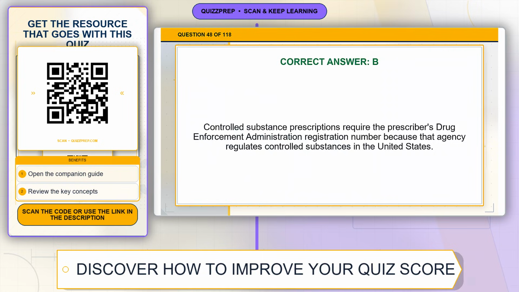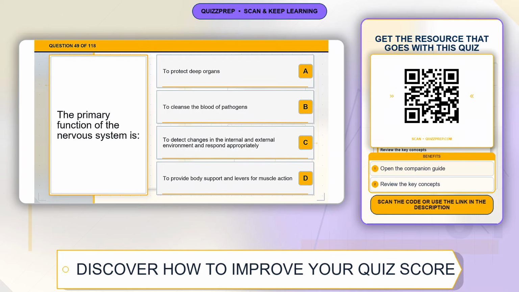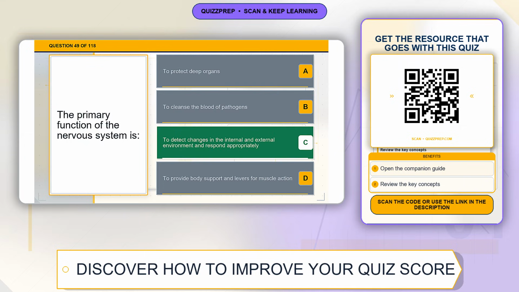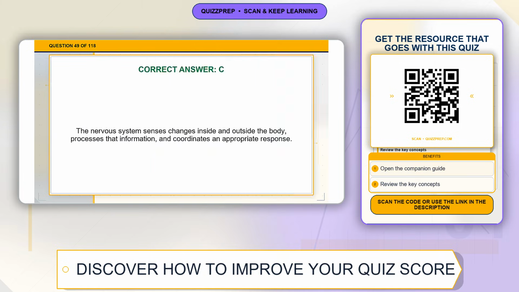Question 49. The primary function of the nervous system is Option A, to protect deep organs. Option B, to cleanse the blood of pathogens. Option C, to detect changes in the internal and external environment and respond appropriately. Option D, to provide body support and levers for muscle action. The correct answer is option C, to detect changes in the internal and external environment and respond appropriately. Explanation. The nervous system senses changes inside and outside the body, processes that information, and coordinates an appropriate response.